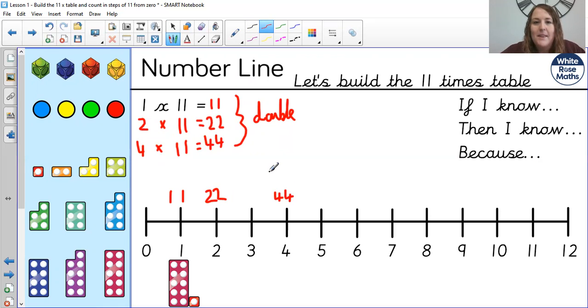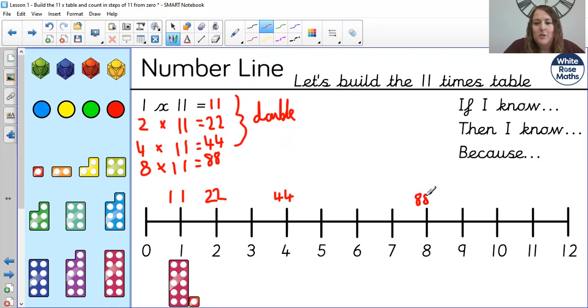And then finally, with that same red colour, if I know 4 times 11 is 44, then I know 8 times 11 because I'm doubling, and I know that would be 88. Okay, huge well done if you remembered it up to that step.